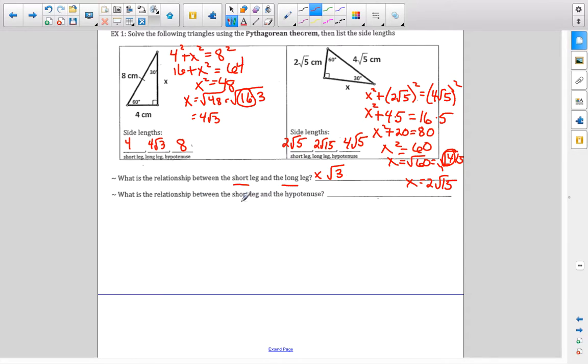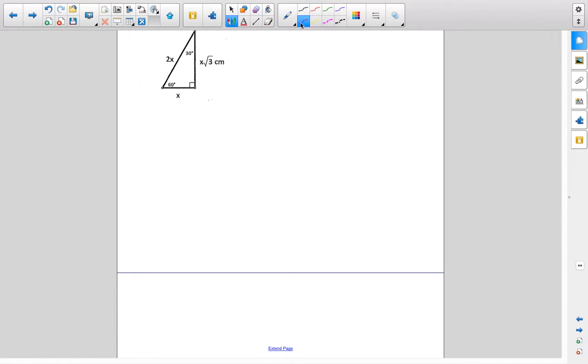What's the relationship between the short leg and the hypotenuse? Let's check it out. Short to hypotenuse. Hopefully you can see that from the short leg, I'm multiplying times the number 2. 4 times 2 is 8. 2 root 5 times 2 is 4 root 5. So let's see if we can use that information.